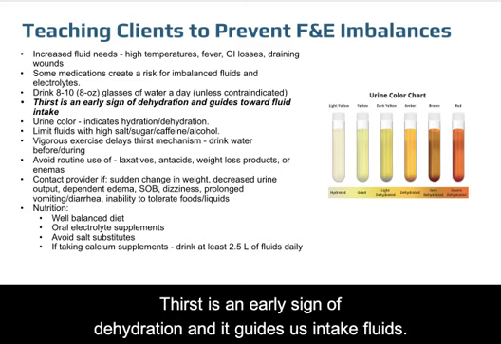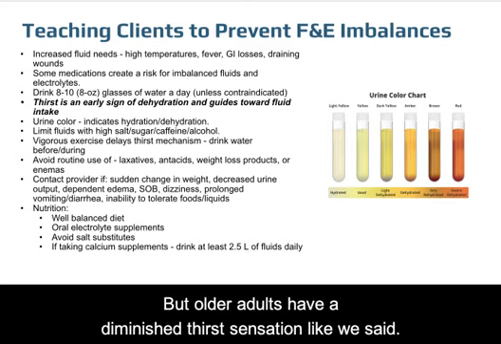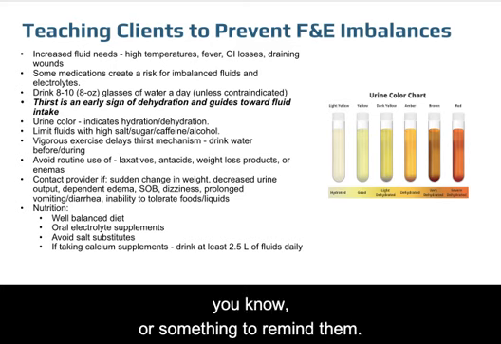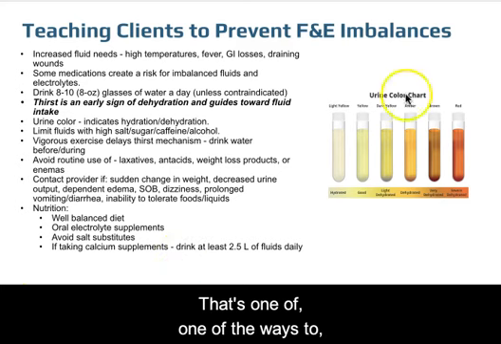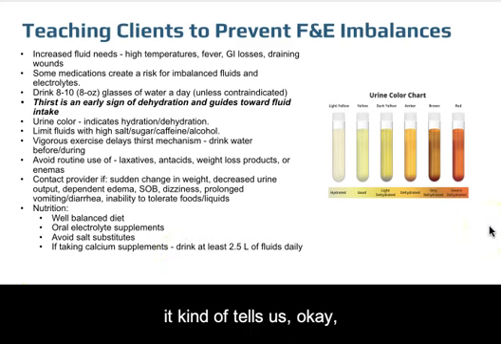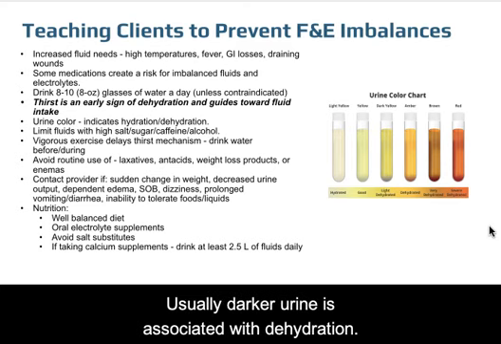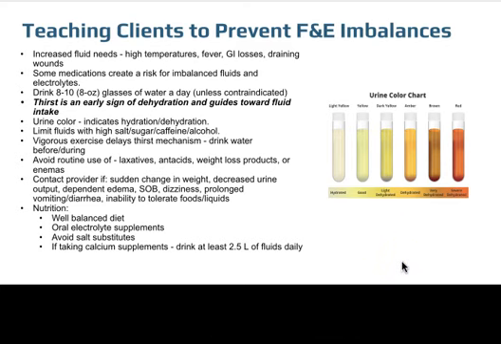Thirst is an early sign of dehydration, and it guides us to intake fluids. It's our body telling us to drink water. But older adults have a diminished thirst sensation, like we said. So we need to remind them to maybe keep a timer, or something to remind them. Colorless urine is a guide to hydration. That's one of the ways we look at the urine. It kind of tells us, okay, are they hydrated? Are they dehydrated? Usually darker urine is associated with dehydration. So over here is a urine color chart.